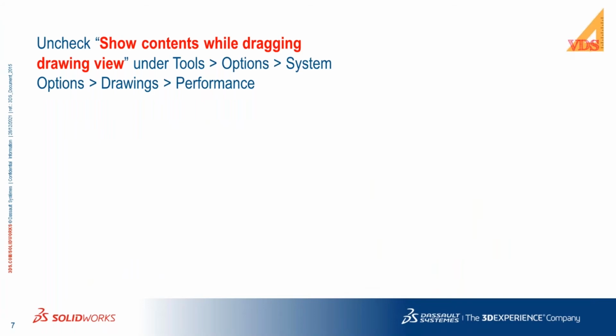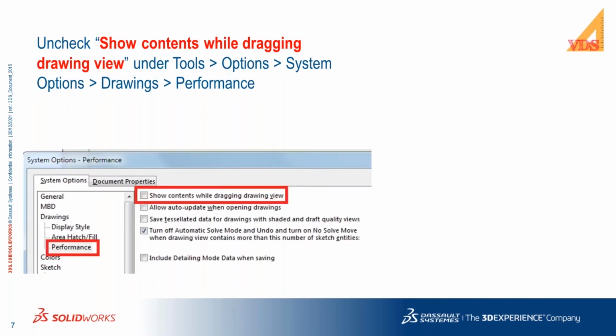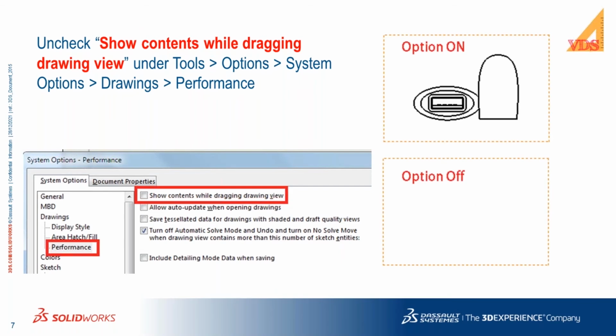Next one on the list is show content while dragging views. Now, what exactly is this option? When you drag a view, the complete geometry of the view is visible, whatever component is there in that view, which means SolidWorks has to use some graphics to show that geometry while you are dragging that view. And when you take this option off, no graphics will be required to show the geometry while you are dragging that view. So let's see it quickly.